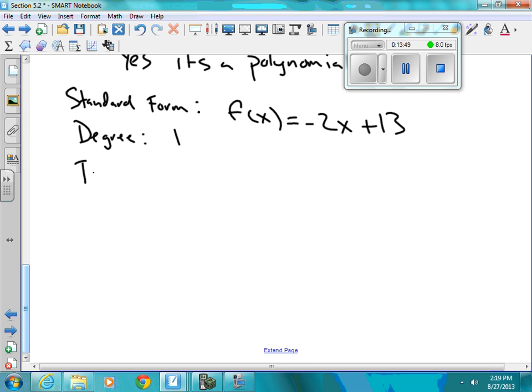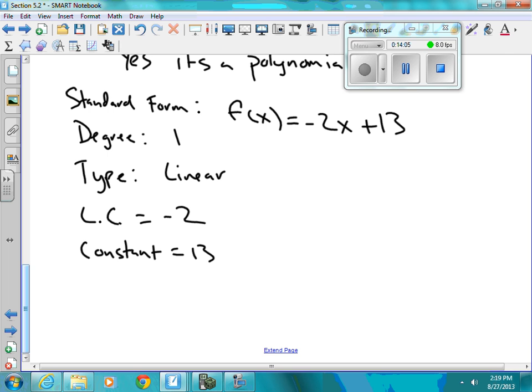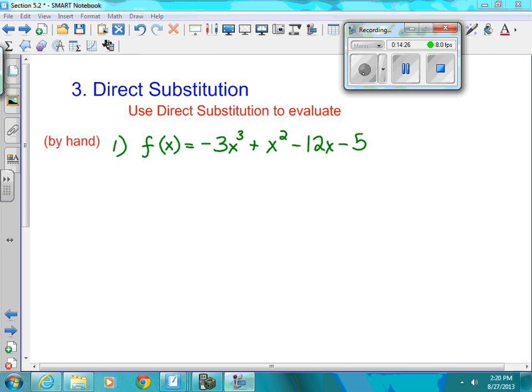The type: well, if it has a degree of 1, that's a linear function. And the leading coefficient, now that we have it in standard form, is negative 2. The constant is positive 13. So that's how to determine whether something is or is not a polynomial, and how we define all the pieces: the degree, what type it is, the leading coefficient, and the constant. Those are all ways to describe a polynomial.